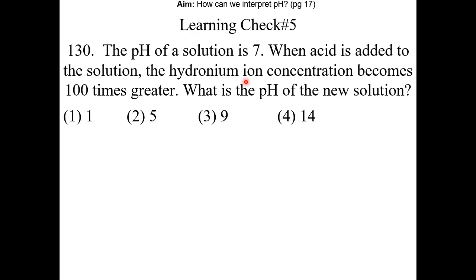Since the hydronium ion concentration increased, the pH must have decreased. Since each pH unit is a factor of 10, 100 is 10 squared, so the pH must have gone down by 2. So the answer is choice 2, which is 5.